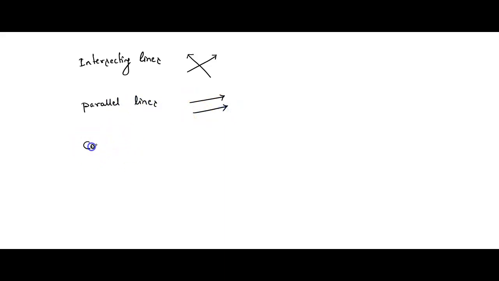And next is coincide or coincident lines. One line will be moving in one direction, and one more line will be moving in the same direction, overlapping it. That type of lines are called coincident lines. Any doubts? I hope you have understood the nature of the graph and these different lines.